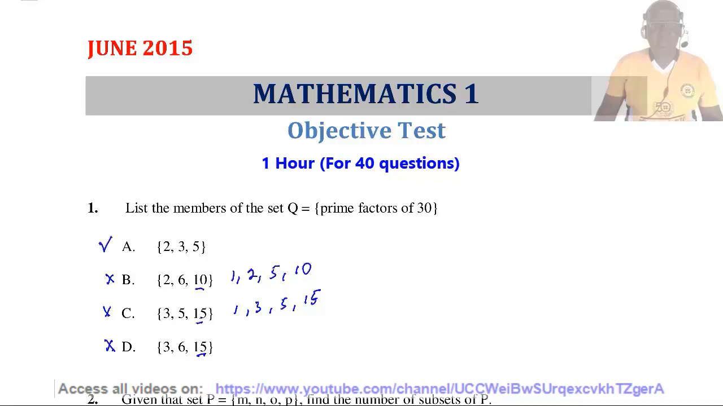Now let us confirm this by finding the factors of 30. 30, 2 goes here, 15. 3 goes here, 5. 5 goes here, 1. So the prime factors of 30 are 2, 3, and 5.